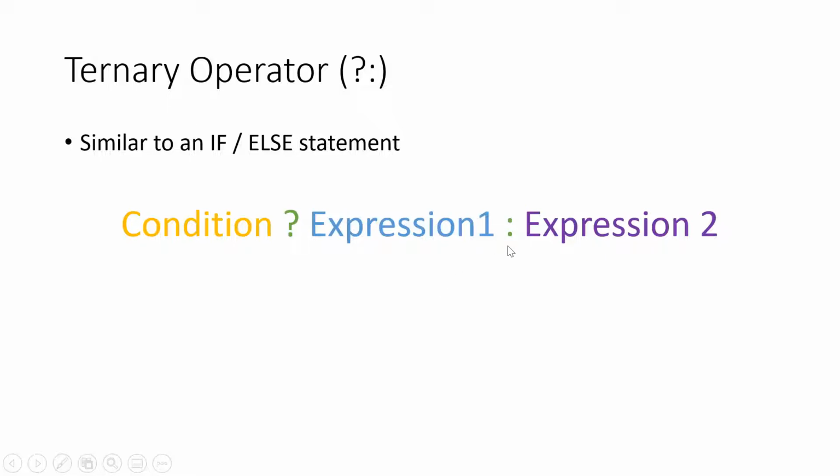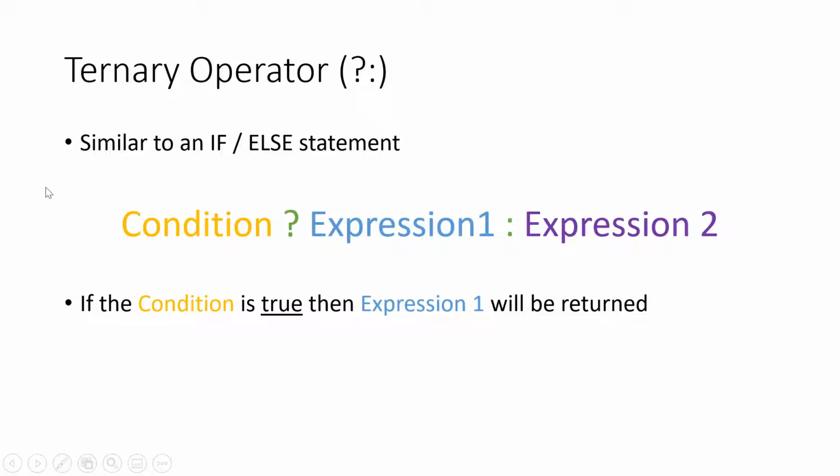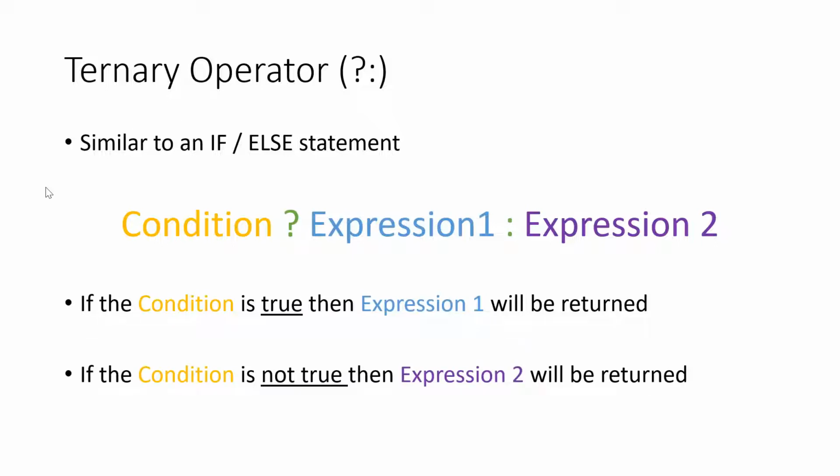Following that, we have a colon character and then another expression. This second expression is what we'd like to happen if the condition is false. So to go through that again, if the condition is true, then expression 1 will be returned into our variable. If the condition is not true, then the second expression will be returned into our variable.